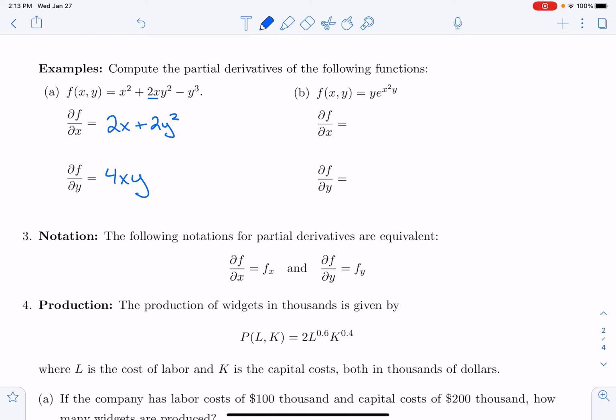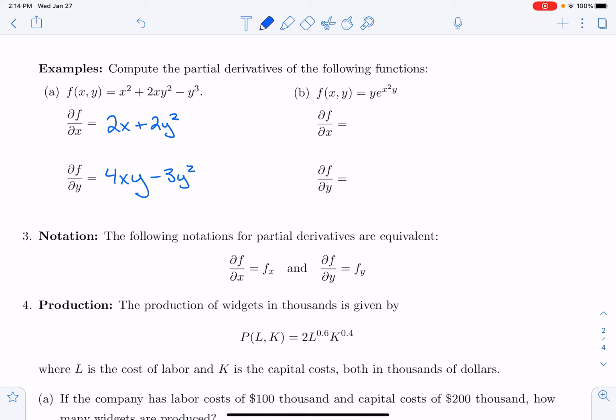Okay, so we're going to bring the 2 down like we did before, multiply it by the constant that's in front, which in this case is 2x. So 2 times 2x is 4x, and so the derivative there is 4xy. And now, what's the derivative of y cubed? This time it is 3y squared, because y is our variable.